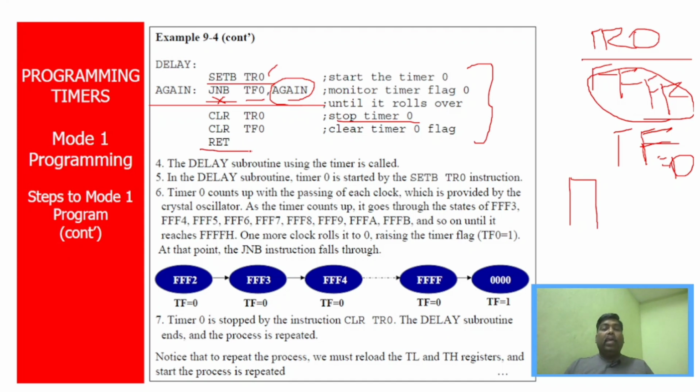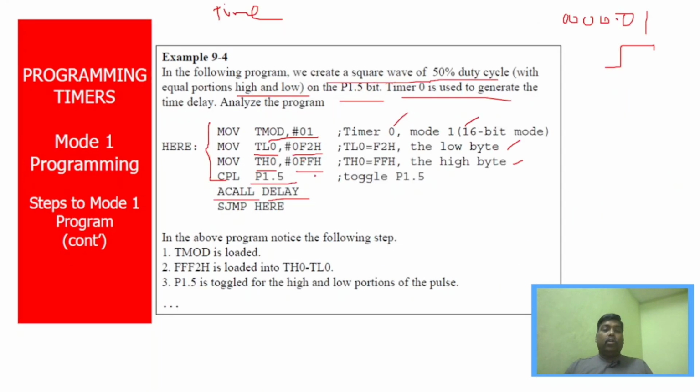After TF0, we are resetting it, and we are going to RET. RET is nothing but the return instruction. It will go back to the main program. You can see here, if it goes to delay here, the main program will be returned here. This is the next instruction, SJMP. So what is the next operation here? It has to jump to the location which starts from MOV TMOD, #01. You know that the same operation will be done.